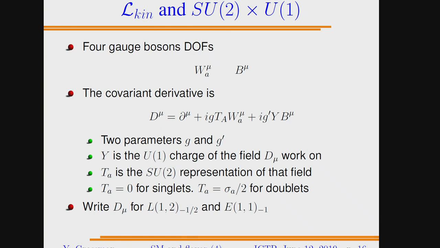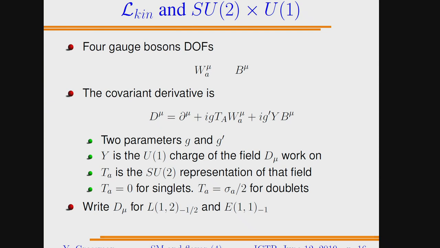So if I have something that is a singlet, this T is zero, so there's no coupling. The singlet of SU2 is not coupled to the W. And if I have a doublet of SU2, then these matrices are just the Pauli matrices, up to a factor of 2, okay? So I actually know how to write these things. So what I'm asking you to do is to actually write the covariant derivative for those fields. So write the covariant derivative, the usual thing that we are doing. I do it twice today, right? And write the covariant derivative explicitly for L and for E.